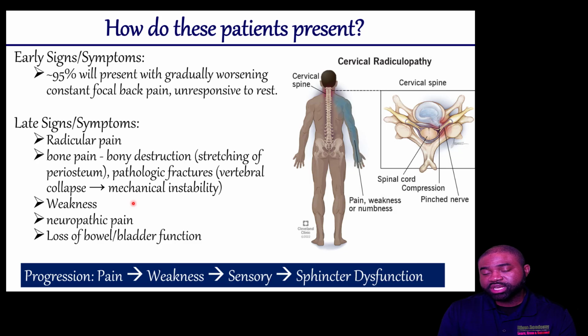And typically, the fact that the patient cannot lie down is already an eliminating factor for that particular patient to be able to receive radiation therapy, because in order for the patient to receive radiation therapy, the patient needs to be able to lie down in order for us to administer the treatment. Late signs include radicular pain.